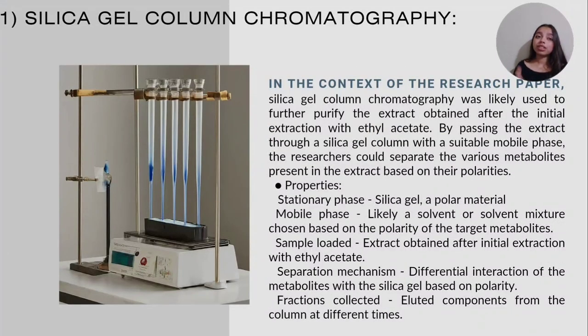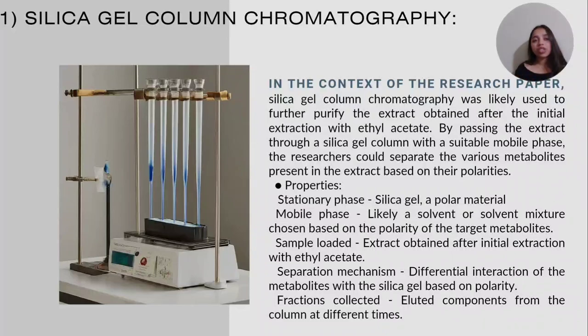In the context of the research paper, silica gel column chromatography was likely used to purify or further purify the extract obtained after the initial extraction with ethyl acetate. By passing the extract through a silica gel column with a suitable mobile phase, the researchers could separate the various metabolites present in the extract based on their polarities.